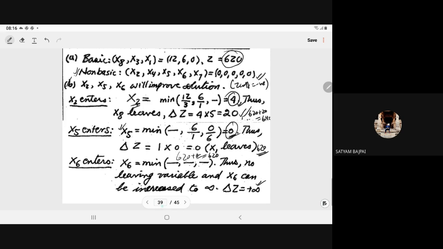And here, for x6, when x6 is entering, there is no leaving variable. No leaving variable means there is no bound for x6. You can increase x6 up to any extent. So as you increase x6 up to any extent, the delta z, or z, will become infinite.